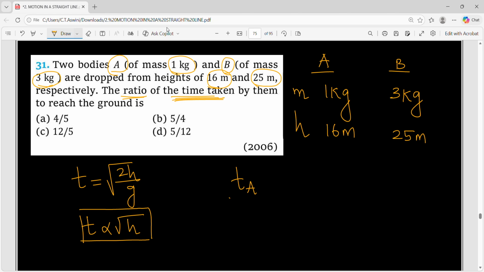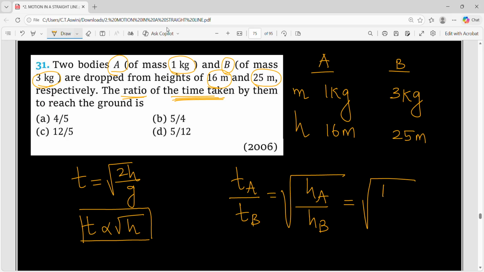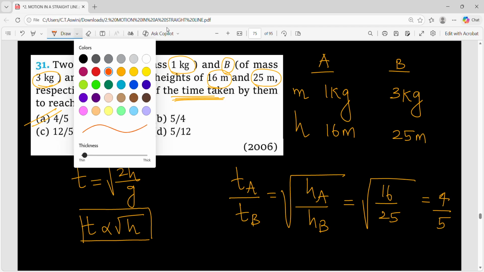So if I take ta upon tb, can I write it as square root of HA upon HB? Yes. So just substitute. It is 16 upon 25. So I'll get 4 upon 5. So what is the answer now? 4 upon 5, option number A. Isn't it easy? So just memorize the formulas.